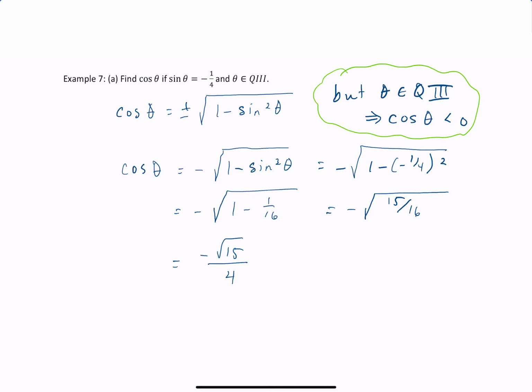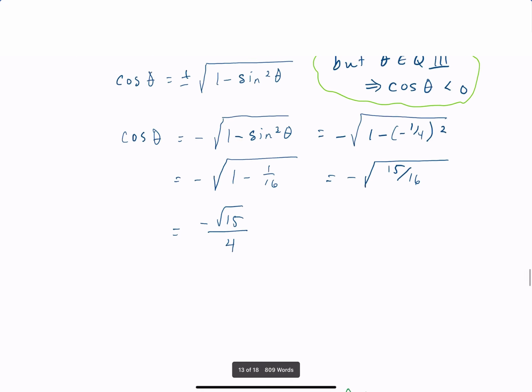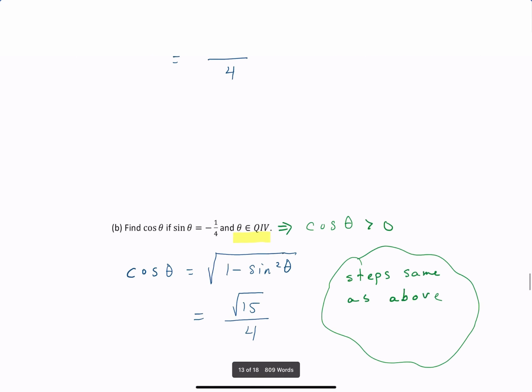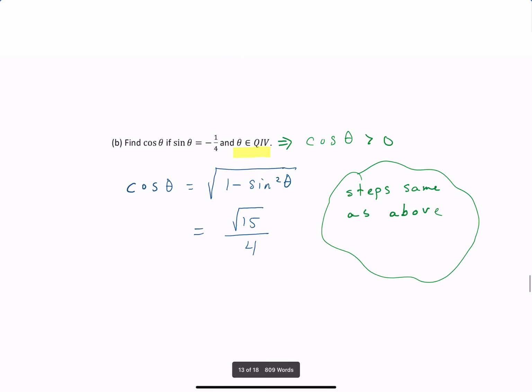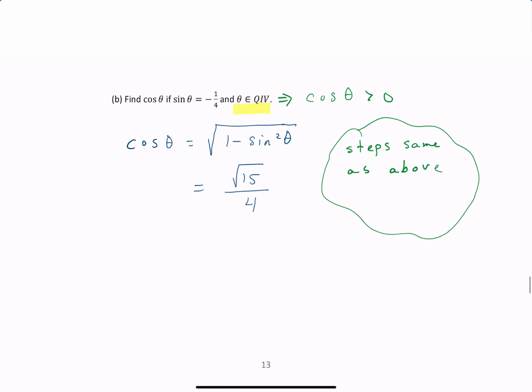Now, example 7b asks us to do the exact same problem, except with the information that theta is in quadrant 4. In quadrant 4, cosine is positive because the x's are positive there. So all the steps are the same as above, except that we're using the positive square root. Cosine of theta will be the positive square root of 1 minus sine squared theta, so we get positive square root of 15 over 4.